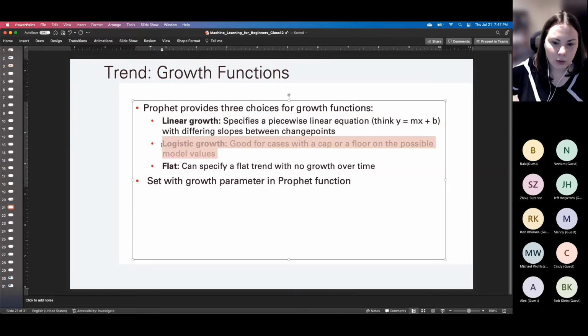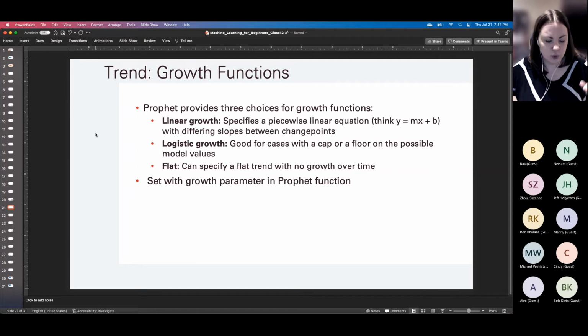Logistic growth is good when you have a bottom and a top. A great example of that: sales can't go below 0. Sometimes your model will predict negative sales. That's not something that's actually possible.